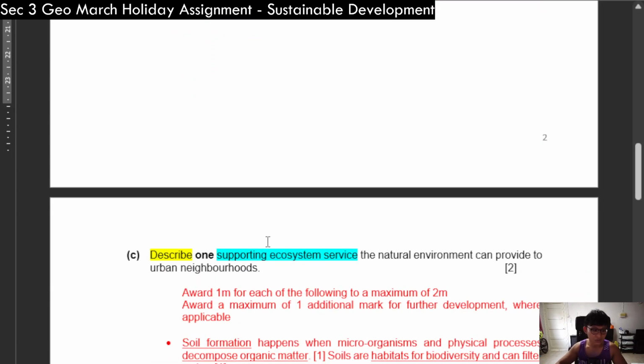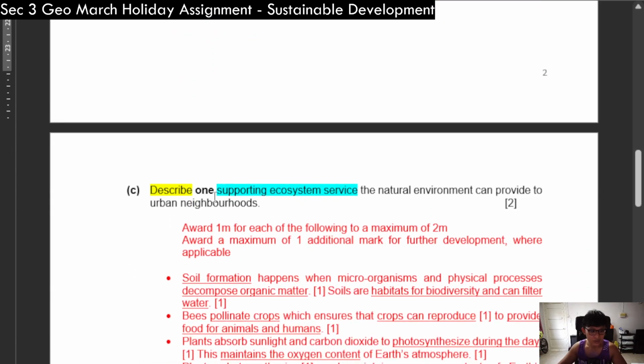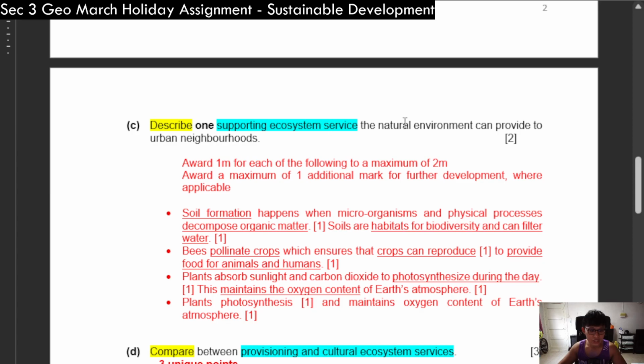All right, so next question. Describe one supporting ecosystem service the natural environment can provide to an urban neighborhood. Supporting ecosystem services, as we learned in the textbook, are about how the ecosystem provides services which help enable the other services to function. So how does the ecosystem enable the provisioning services, the cultural services, as well as the regulating services? How does it help them to function?